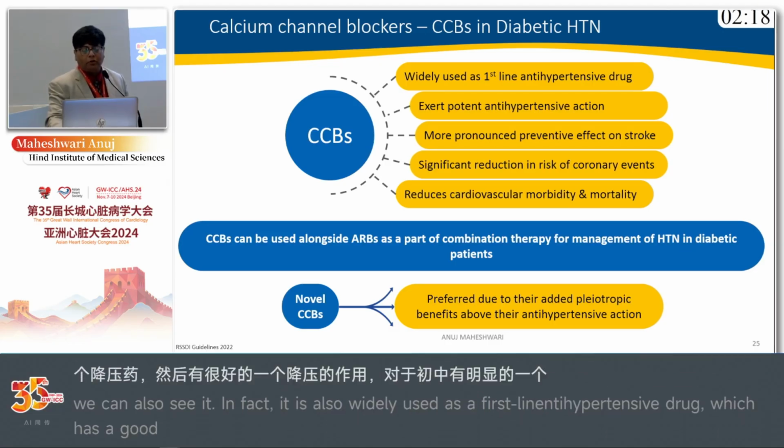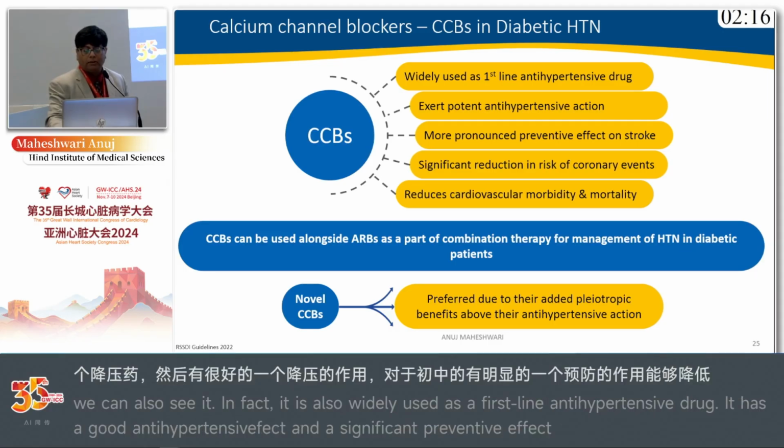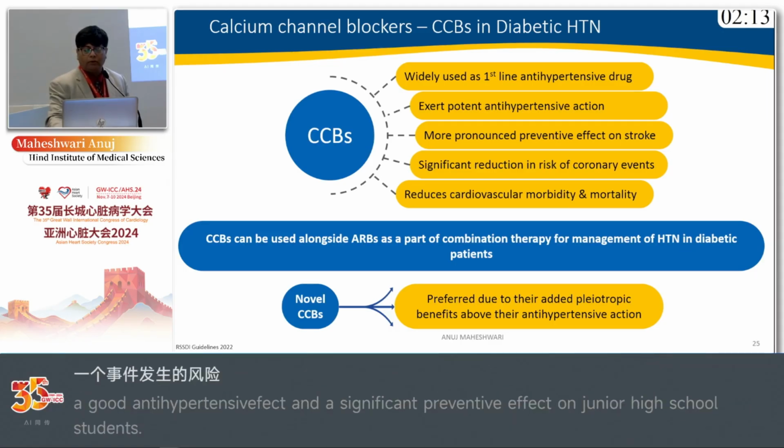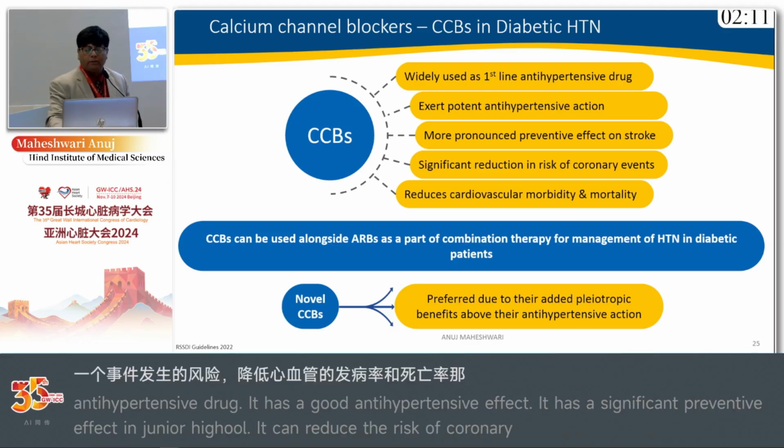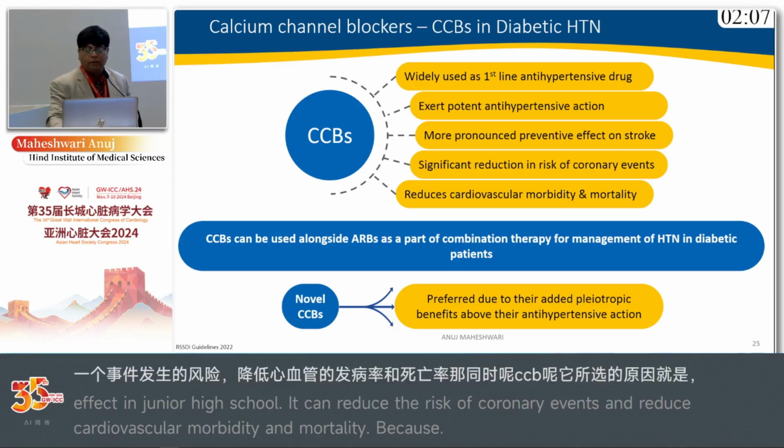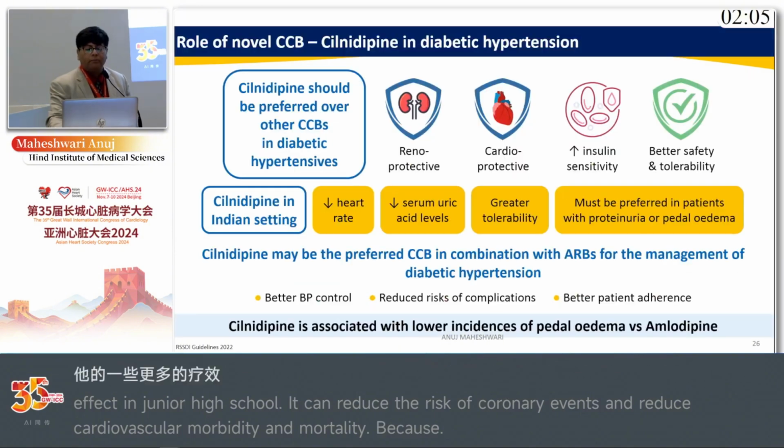As far as the novel calcium channel blockers are concerned, they are preferred due to their added pleiotropic benefits above their antihypertensive actions, but we are still waiting for more data on them, like cilnidipine and benidipine.